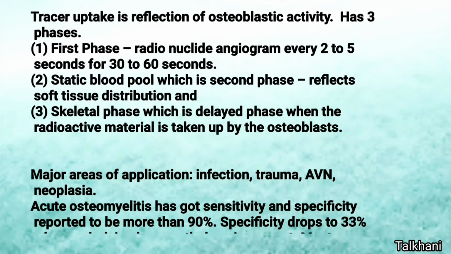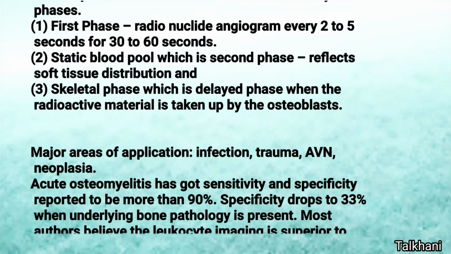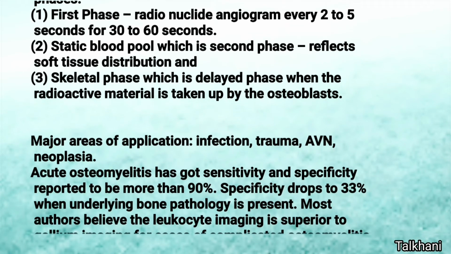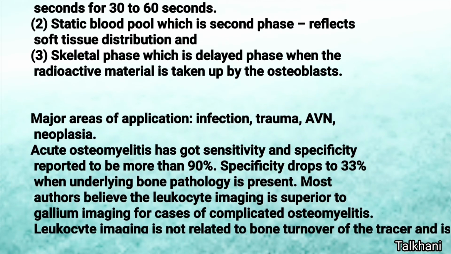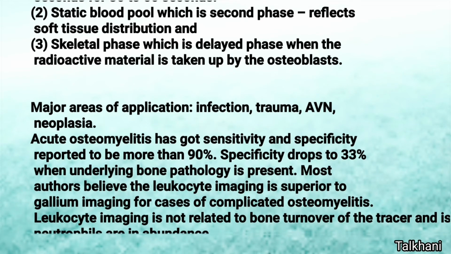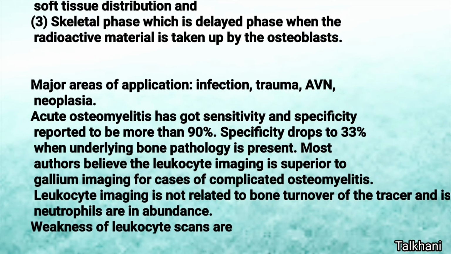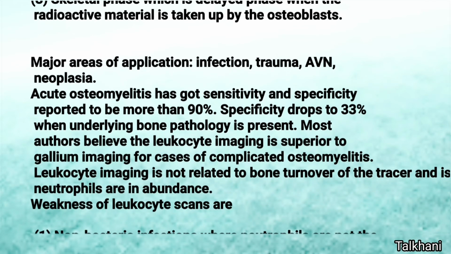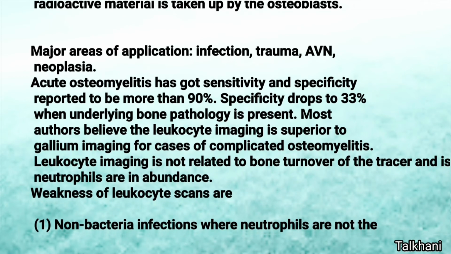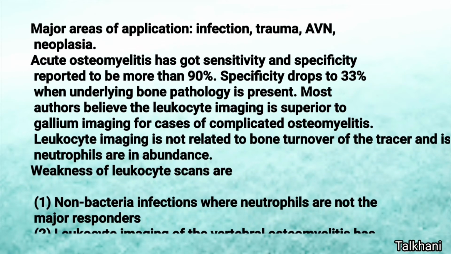Weaknesses of leukocyte scans are: number one, specificity is low in non-bacterial infections where neutrophils are not the major responders. Number two, leukocyte imaging of the vertebral osteomyelitis has less accuracy, especially the cold spots. Number three, technically it is more difficult to perform. Number four, neutropenic patients may not be well labeled.